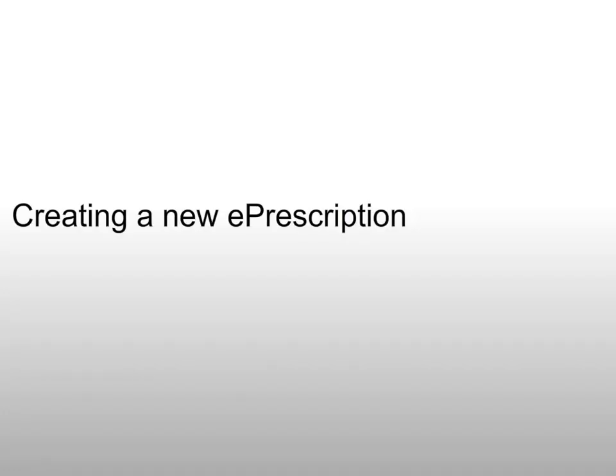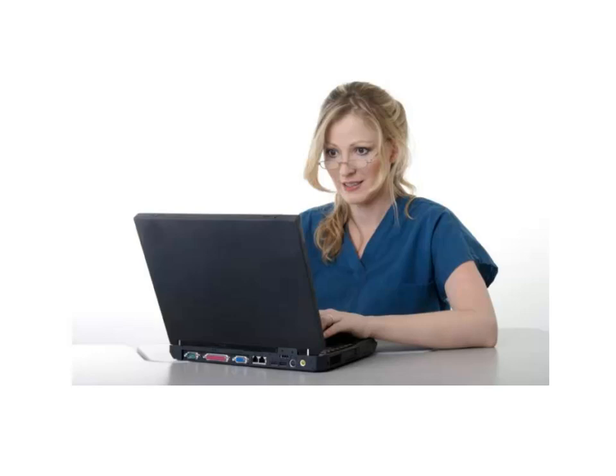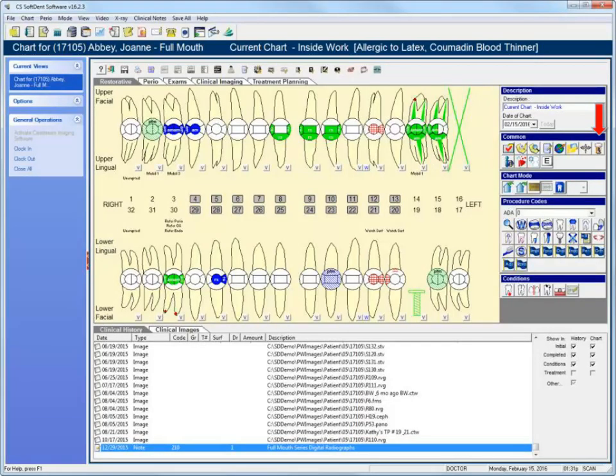Creating a new ePrescription. You can write a new ePrescription while you are charting the patient's condition or treatment or directly from the patient's record. Once electronically issued, a prescription reaches the pharmacy within 30 seconds. In the patient's chart, click the Prescription button on the common toolbar.